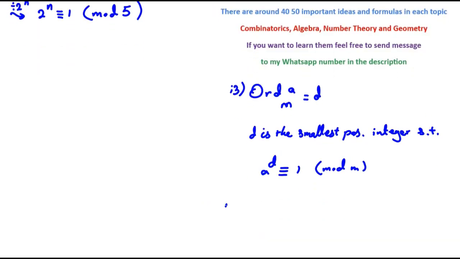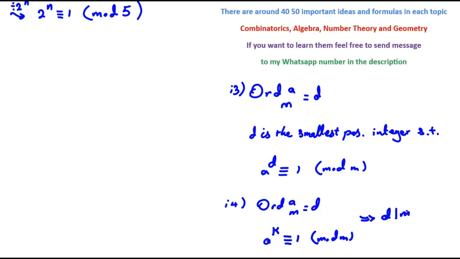Idea 4 is that if the order of A mod m is D, and for example A to the k mod m is 1, then we can conclude D divides k.